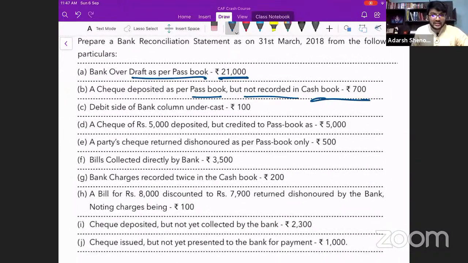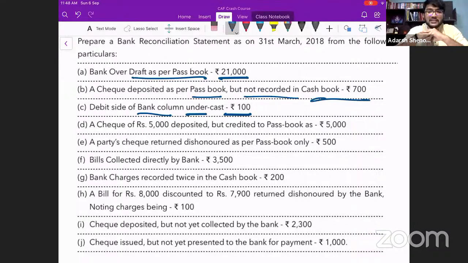Next one. Ready? Our favorite. Debit side of the bank column under cash. Debit side means debit side, credit side. When they ask something like this, you have to go into which mode? Happy or sad mode. Now, which book are they talking about? Debit side of bank column of which book? There's only one book which has columns. That is the cash book.